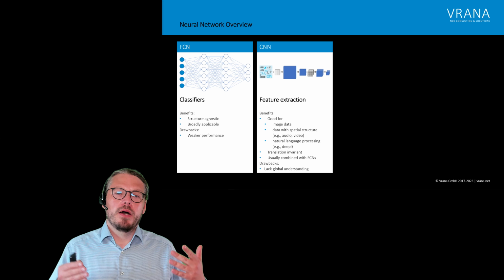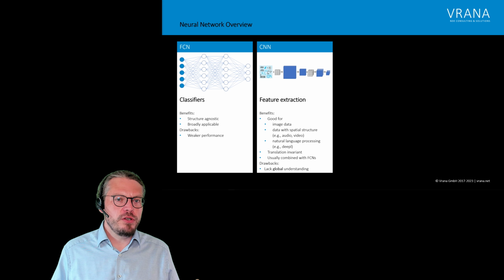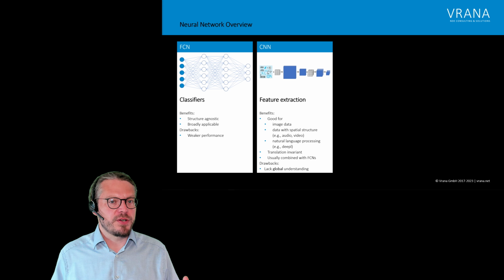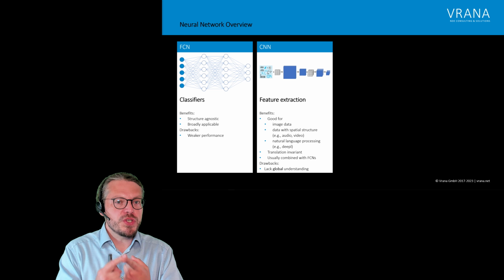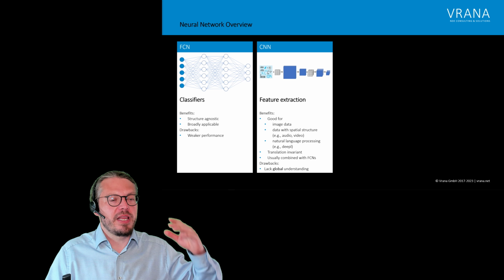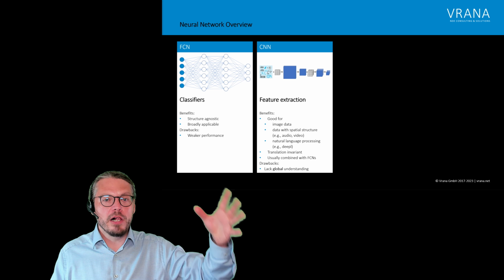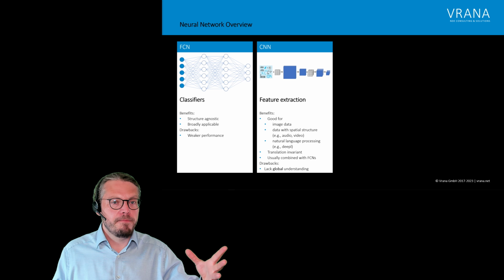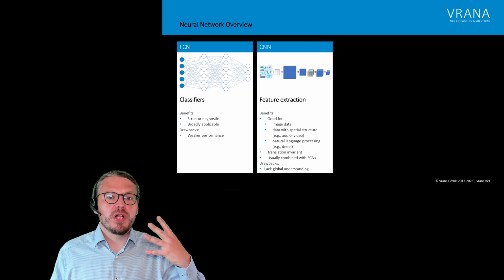So we talked about it. Convolutional neural networks, they are good for feature extraction. They are great for processing images. They are great for data with spatial structure like audio or video files or ultrasonics or eddy current. They're also good for natural language processing.